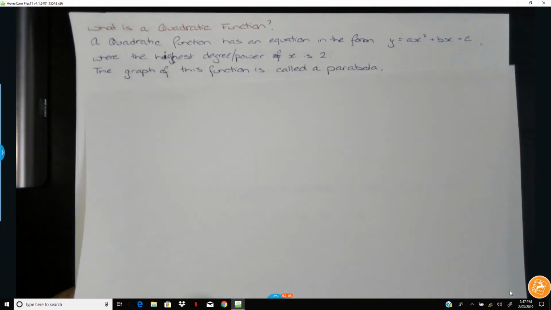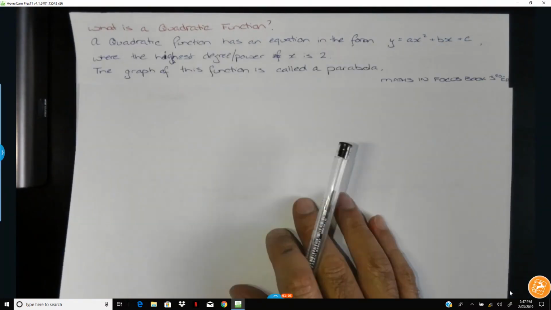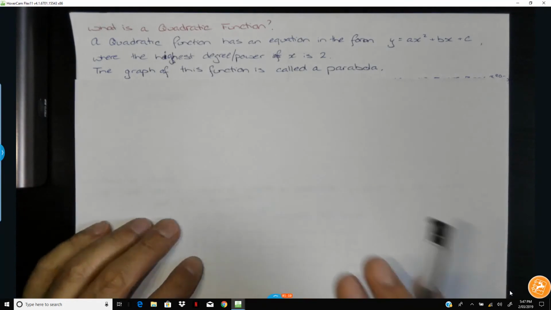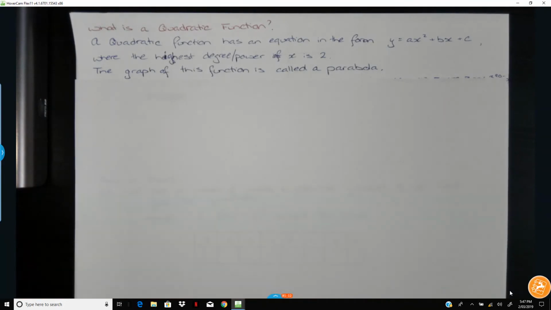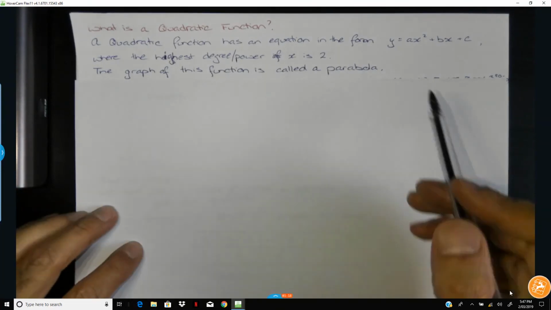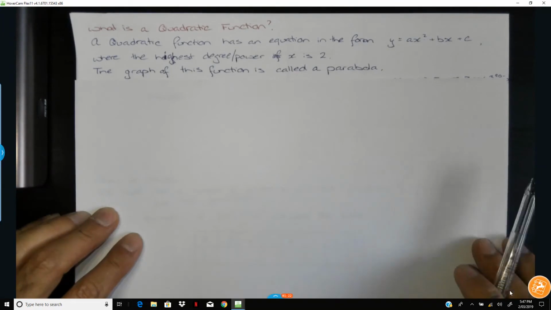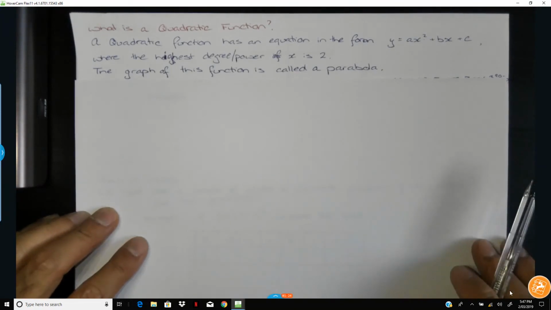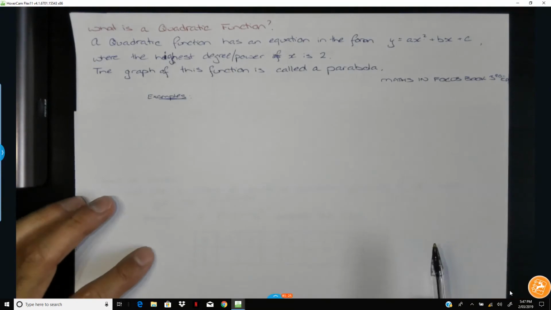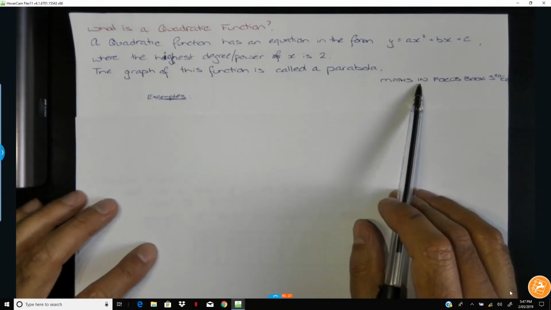So what is a quadratic function? A quadratic function has an equation in the form of y equals ax squared plus bx plus c, where the highest degree, or the power of x, is 2. So you're looking at this highest degree here being a 2. The graph of this function is called a parabola. That's from the Maths in Focus book, 3rd edition.